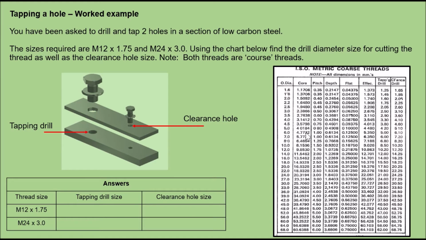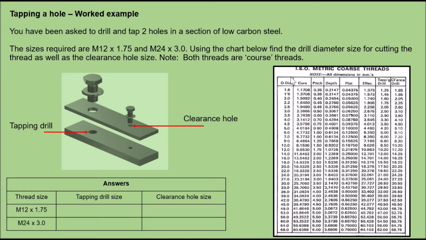We get standard information on a chart, and it's up to us to find it. So we'll just run through here. We've got the two dimensions. Using the chart below, find the drill diameter for cutting the thread as well as the clearance hole size. I've popped a little table down, so we've got M12 by 1.75.